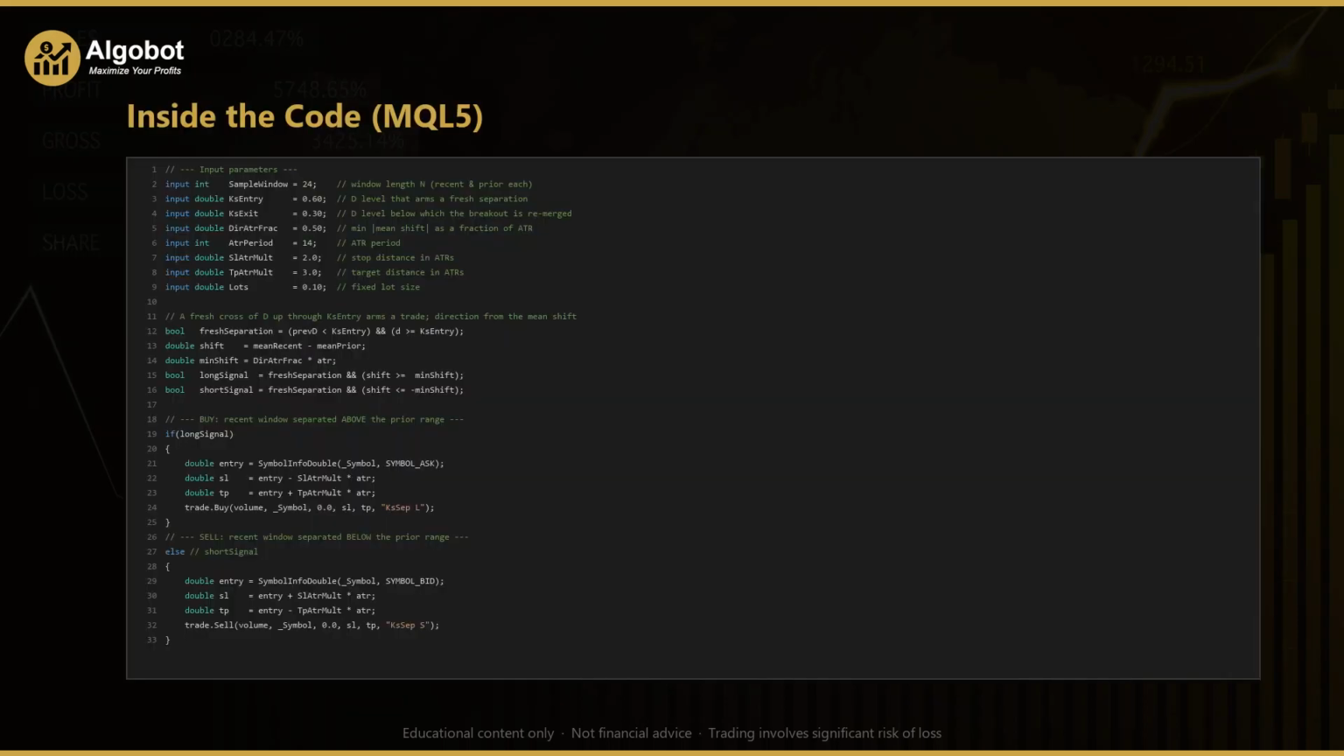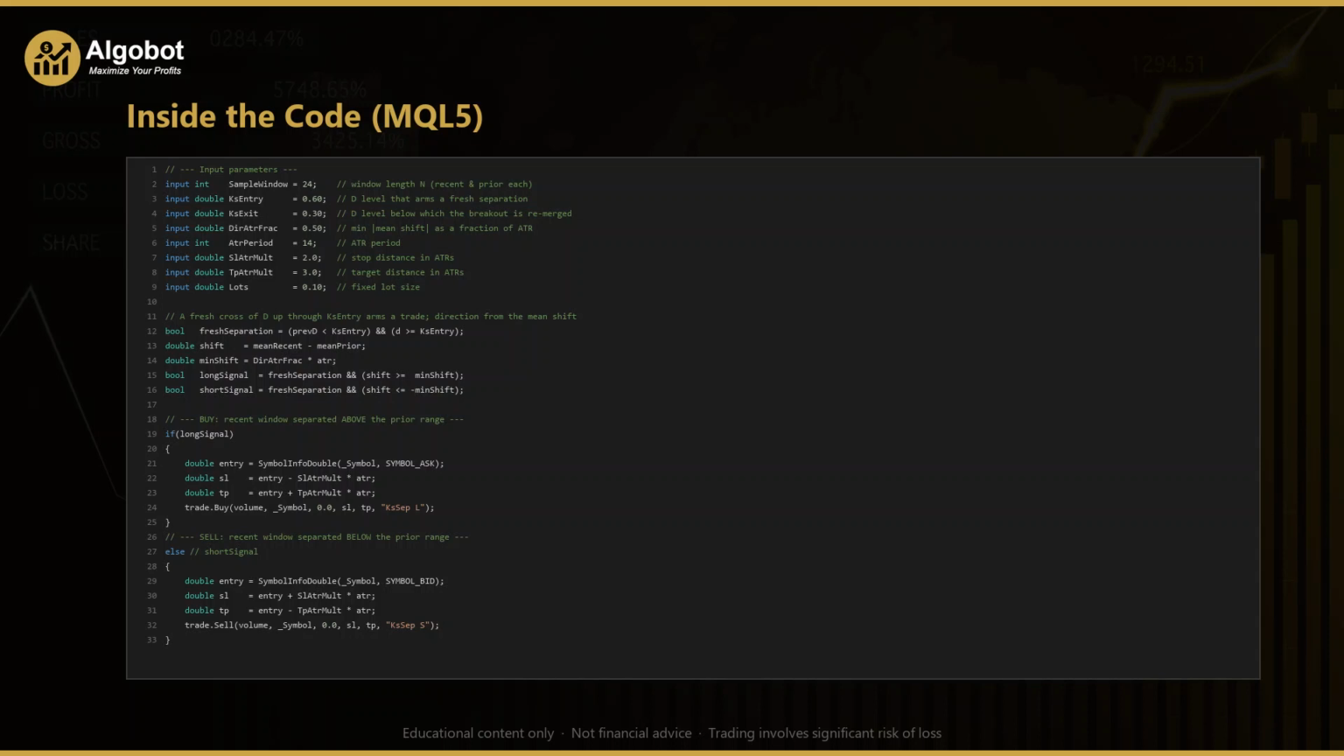Let's look at the actual MetaQuotes language code the expert advisor runs. At the top, we have the input parameters. SampleWindow sets the length of each price window, defaulting to 24. KsEntry at 0.60 is the separation level that arms a trade, while KsExit at 0.30 is the level below which the breakout is treated as re-merged. Direction ATR fraction controls the minimum mean shift as a fraction of ATR. Then we have the ATR period, the stop and target multiples of 2 and 3, and the fixed lot size.